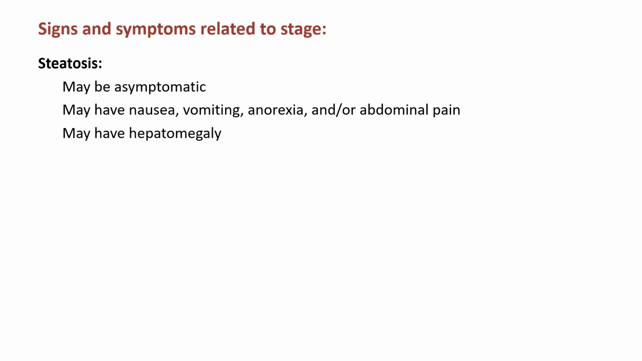So let's have a look at signs and symptoms in relation to the stage, in relation to that progression that we talked about in the last video. At the steatosis stage, it may be completely asymptomatic. There may be some nausea, vomiting, anorexia, abdominal pain, some sort of undefined mild symptoms. Because the hepatocytes are getting quite fatty, there may be a little bit of hepatomegaly.